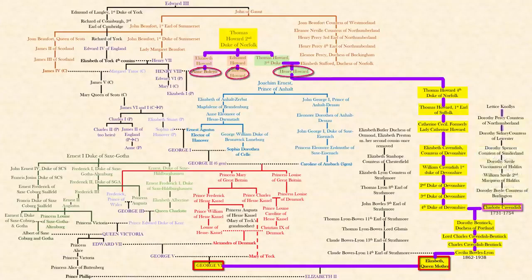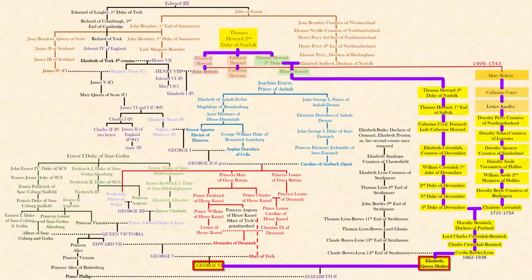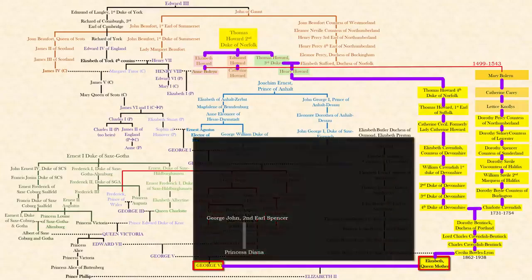On the other side, the Duchess of Devonshire's family tree goes directly up to Lettice Knollys. Lettice was the granddaughter of Mary Boleyn, Anne Boleyn's sister. So through the lines of Henry Howard and his first cousin Mary Boleyn, we can create the Duke and Duchess of Devonshire. What's interesting is that Princess Diana's ancestor is George John, the 2nd Earl Spencer.